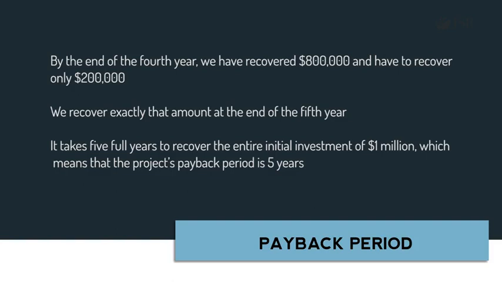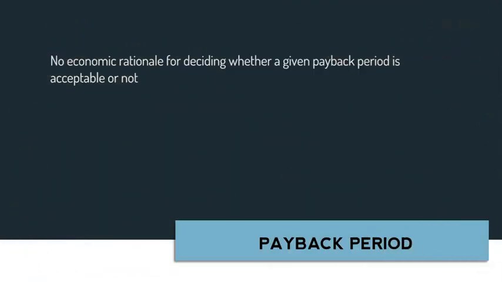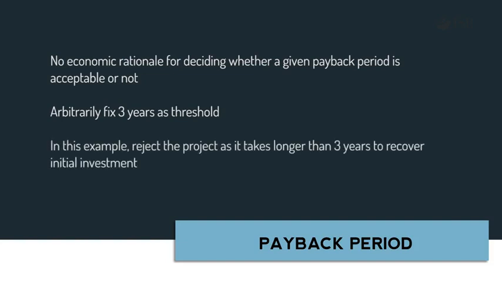What is the decision here though? Should we accept or reject the project? That depends on whether we think 5 years is an acceptable time to recover our initial investment of $1 million. Unlike NPV and IRR, there is no economic rationale for deciding whether a given payback period is acceptable or not. We may have a general rule that says that any project with a payback period of 3 years or less is acceptable. In that case, this project should be rejected as it takes longer than 3 years to recover the initial investment of $1 million.